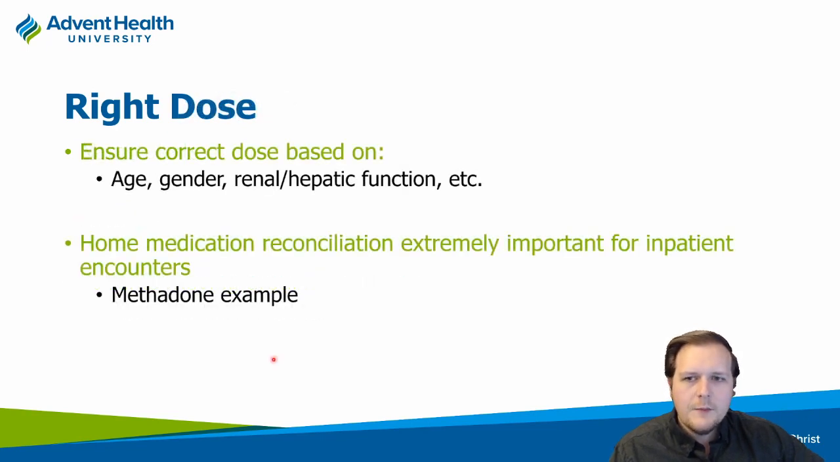In terms of the right dose, making sure that we are dosing based off of things like their age, their gender, their renal hepatic function. All of these things really play a role here in terms of making sure we're getting the right dose. And you want to be prospective about this. You don't want to give them a random dose and then figure, okay, well, that was too high. That would not be great, right?